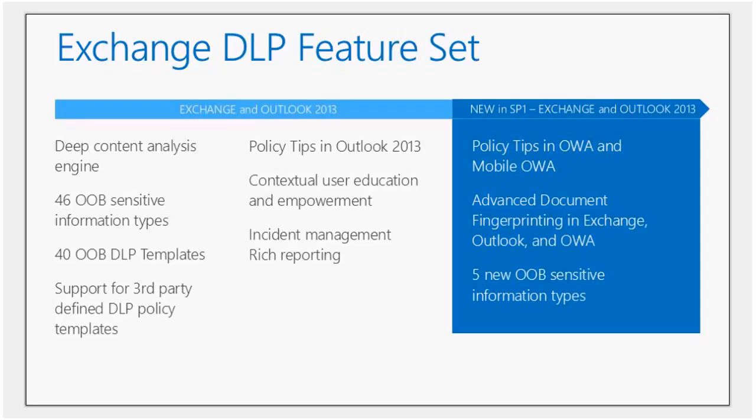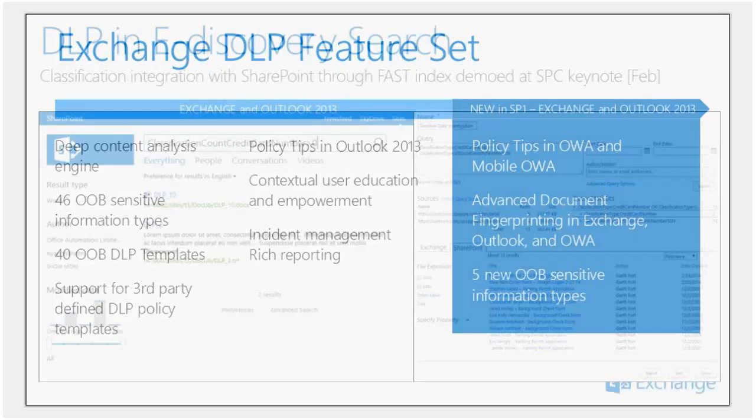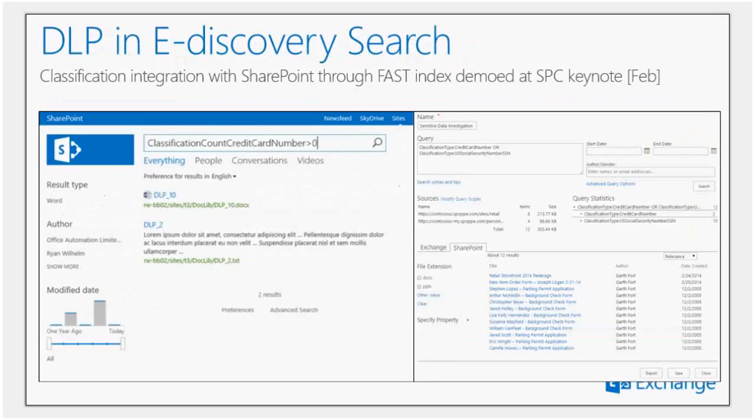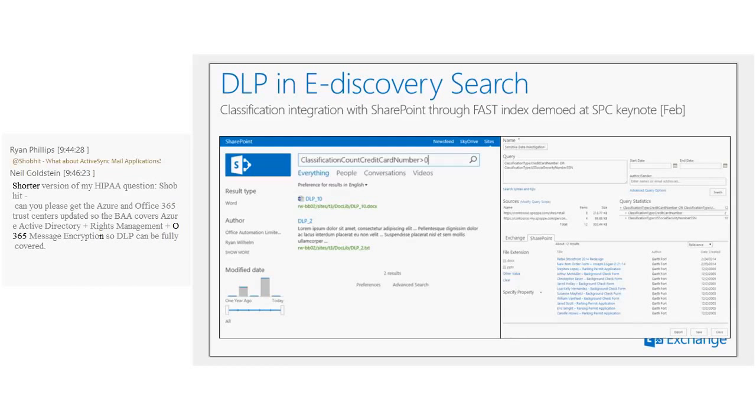And it's a list that we'll keep adding to as and when we get more and more requests to add certain information types. The other thing that we announced, and this is something that we did at the SharePoint conference, is the fact that we are bringing DLP to other workloads, starting with SharePoint. For example, the first thing as part of that is search in eDiscovery. You can perform DLP-specific searches on eDiscovery.